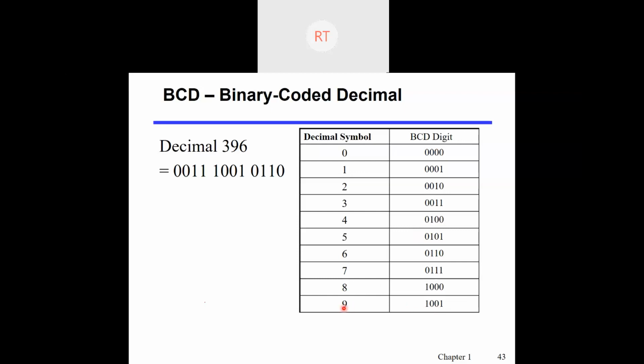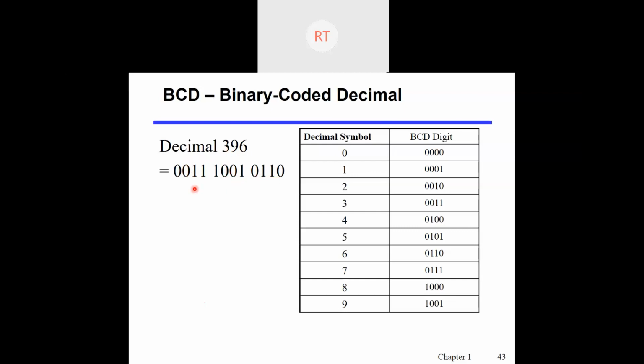So where did we stop? We stopped at the 9 in binary coded decimal. Any number that exceeds 9, I mean from 10 to 15, is not defined. We don't have a value for it. Okay? So I want you to look now at the 396 and convert this to BCD. 6 will be 0, 1, 1, 0. 9 will be 1, 0, 0, 1. And 3 will be 0, 0, 1, 1.